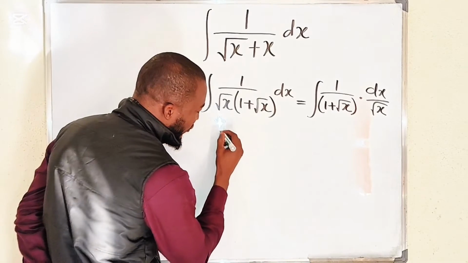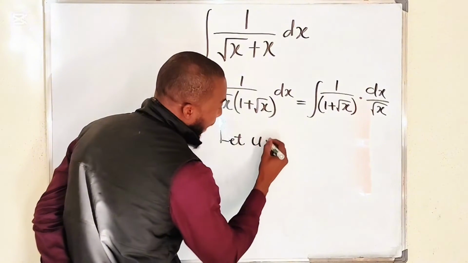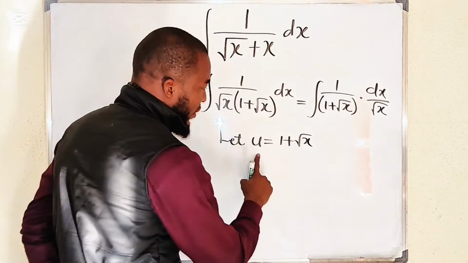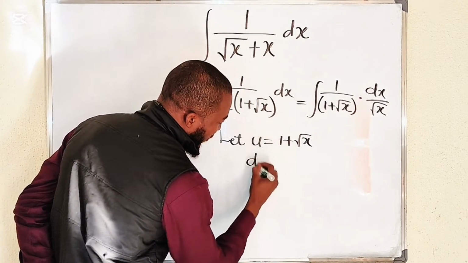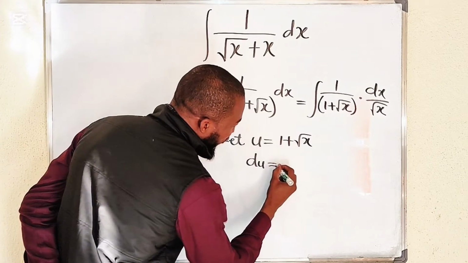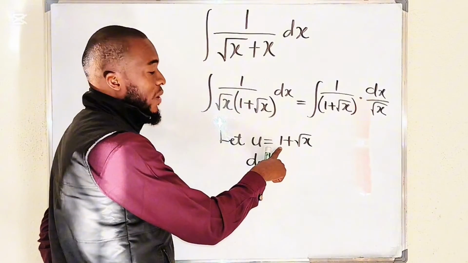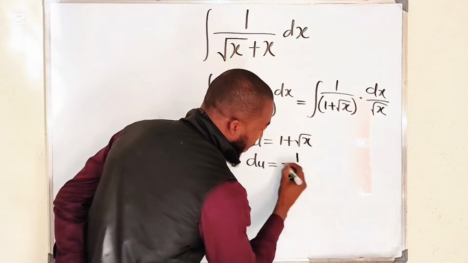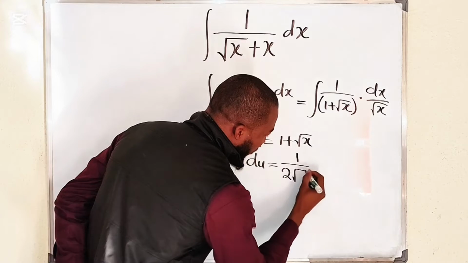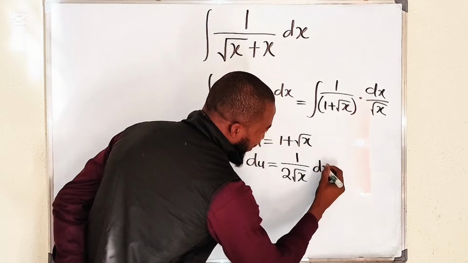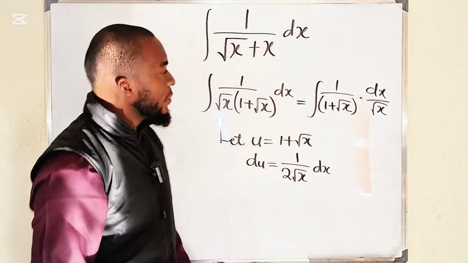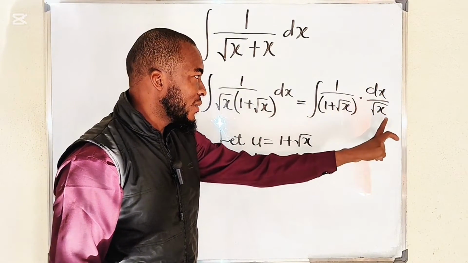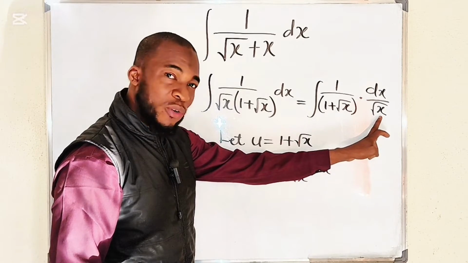So by substitution, let u be equal to 1 plus the square root of x. If you differentiate both sides, you have du equal to derivative of 1 is 0, derivative of square root of x is 1 divided by 2 root x. Don't forget we have dx. All right, but remember we have in our main integration we have dx over square root of x.